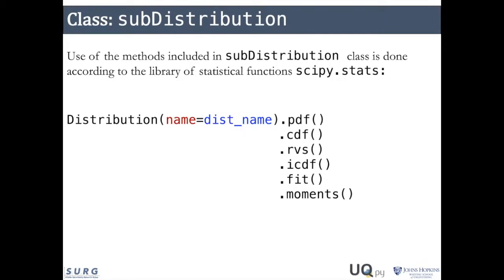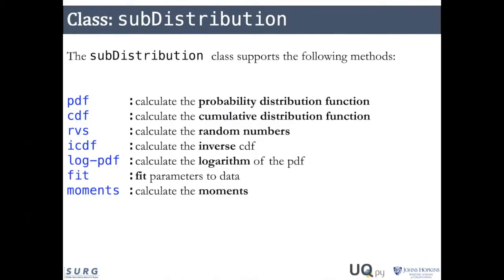This means that when you define an object of type distribution, this enables you to have different functions. This means that we can have the PDF, the probability density function, and the cumulative distribution function. You can generate random variables from this distribution. You can calculate the inverse cumulative distribution function. You can fit the parameters of a distribution to some data, or you can estimate the moments of this distribution.